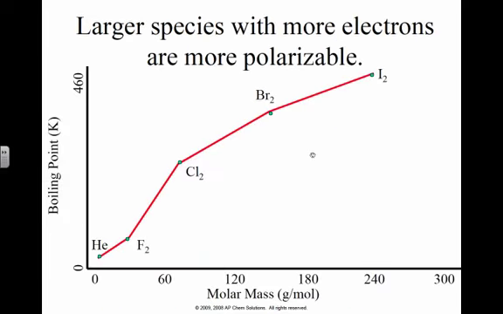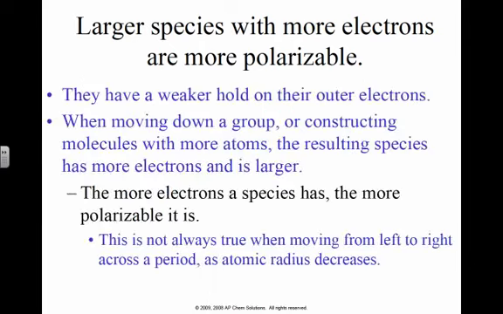of another atom. As we go down on the periodic table, the larger they are, the more polarizable is what we say. They have more electrons. Iodine has a ton of electrons, and therefore there's more chances that the electrons are going to be on one side of the atom a little bit more than the other, and therefore we call it more polarizable. Larger species with more electrons are more polarizable. They have a weaker hold on their outer electrons. If you go down a group, there's more electrons, therefore it's larger, therefore it's more polarizable.